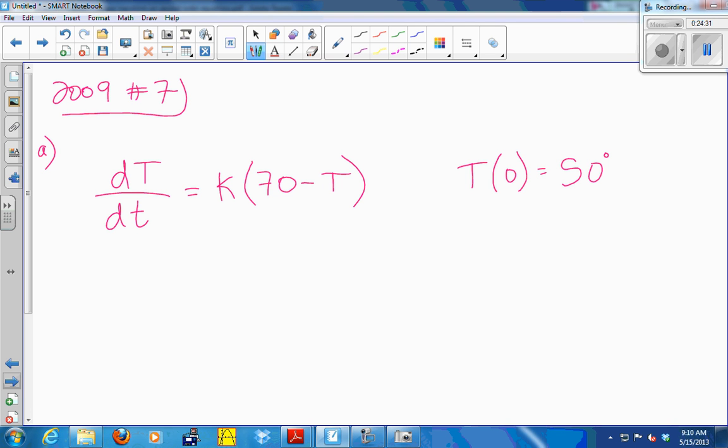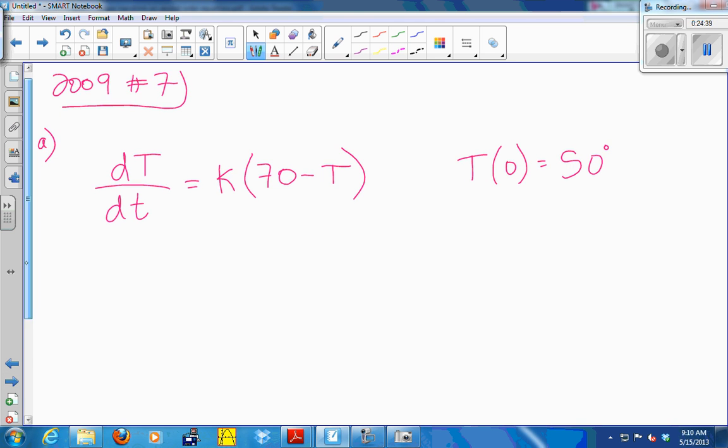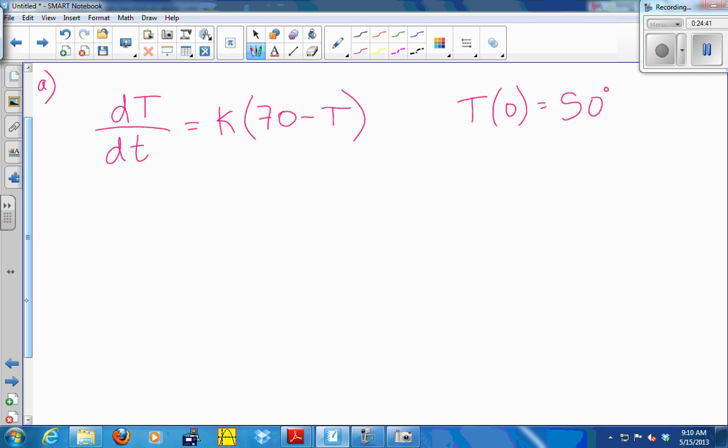All right, B is sketch the phase line corresponding to the initial value problem and determine the temperature of the can of soda over the long term. Okay, so the phase line is like making a slope field, but compressing it into just one line because all of the slopes are the same on horizontal lines. So I've got a phase line.